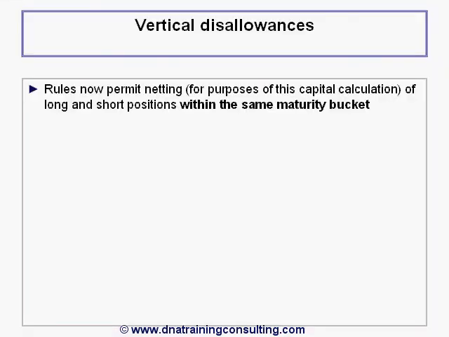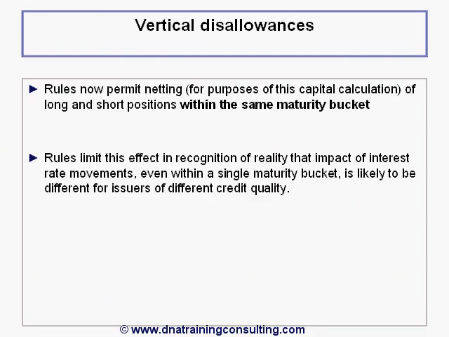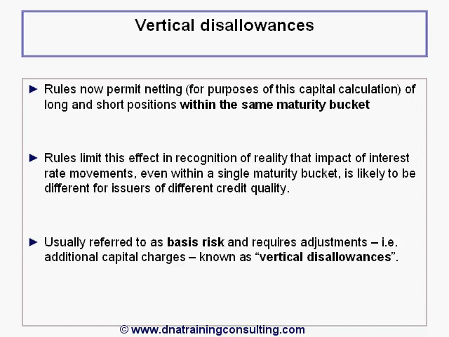The rules now permit the netting for purposes of this capital calculation of long and short positions within the same maturity bucket, but limit this effect in recognition of the reality that the impact of interest rate movements, even within a single maturity bucket, is likely to be different for issuers of different credit quality. This is usually referred to as basis risk and requires adjustments, that is to say additional capital charges, known under the rules as vertical disallowances.